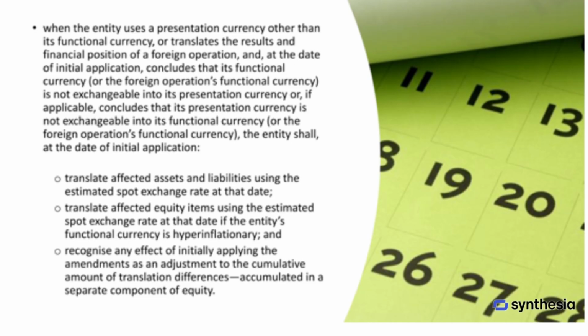Additionally, if the entity's functional currency is hyperinflationary, it must translate the affected equity items using the estimated spot exchange rate as well. Any effect arising from these translations is recognized as an adjustment to the cumulative translation differences accumulated in a separate component of equity. These steps ensure that the financial statements accurately reflect the economic realities when currencies are not exchangeable, without revising prior period figures.